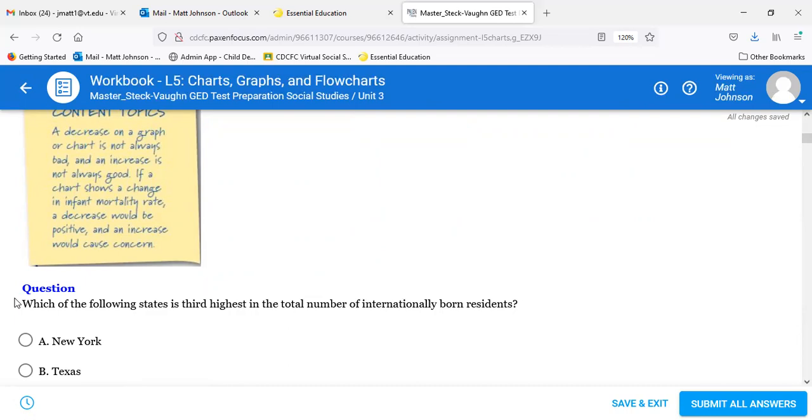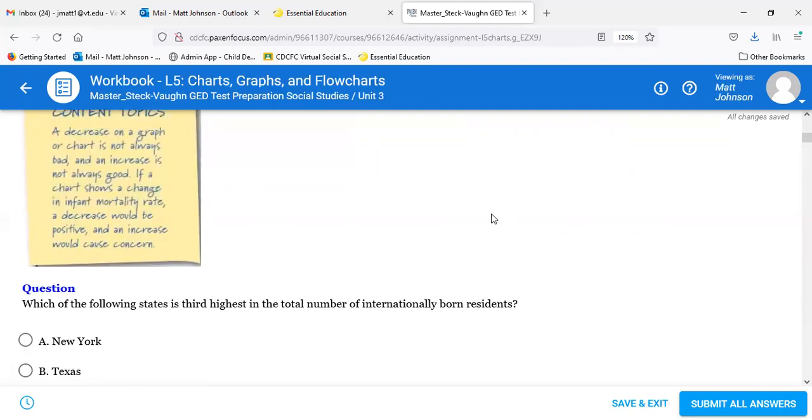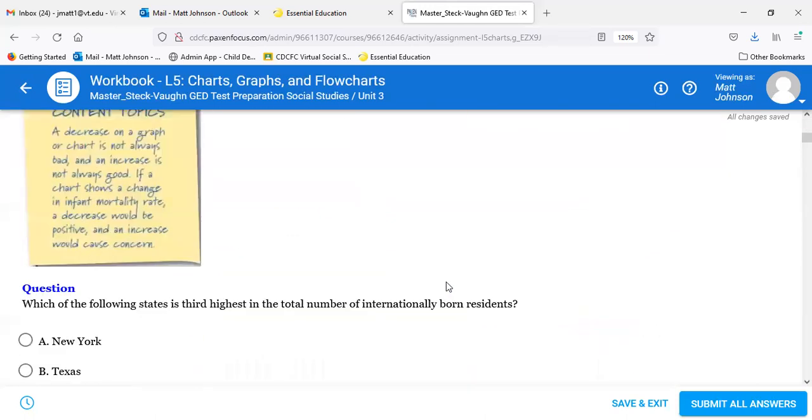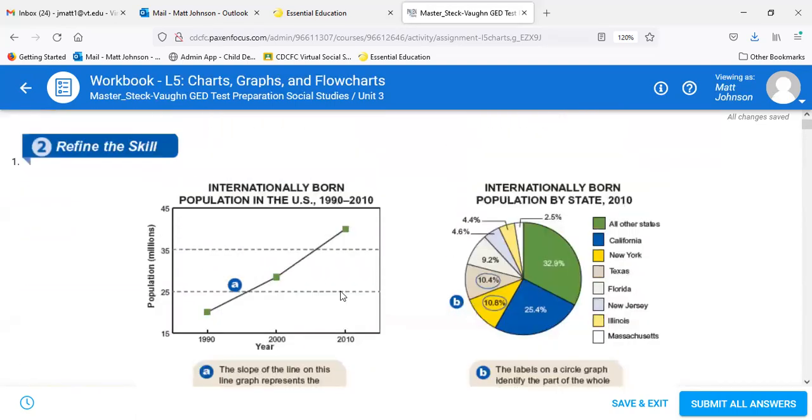All right, so Grace, could you read question 1 for us, please? Okay. Which of the following states is third highest in the total number of internationally born residents? Is it D? So it's B. I'm sorry. Yeah, sorry about that. I was going to go back to the graph so we could take a look.